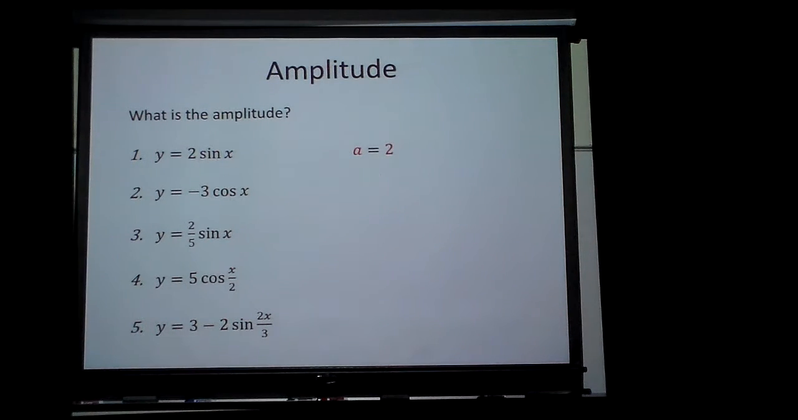Now look at the next one, number 2. It has a negative 3, but amplitude's always positive. If I put that in absolute value, the amplitude is just 3. Well, what about the fraction? It's not a number. Well, yes it is. A fraction is still a number. Well, look at number 4. I got something in the other part, the x divided by 2, but that doesn't matter. Just look at that. What's the number right there? 5. And then here we're going to look at this next one. And we have that negative 2, a equals 2 right there. That would be the amplitude.